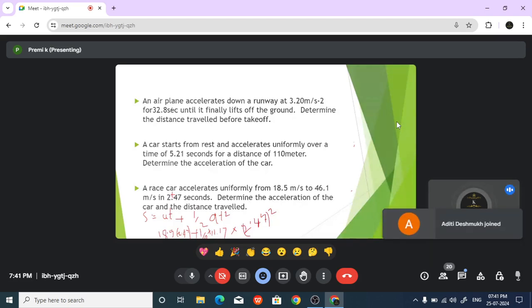Here u equal to 0, madam. Is it u equal to 0? Sir, here displacement is asked, sir. No, but u equal to 0, is it correct? Initial velocity. Sir, here initial velocity, final velocity is equal to 0, sir. Oh, okay.